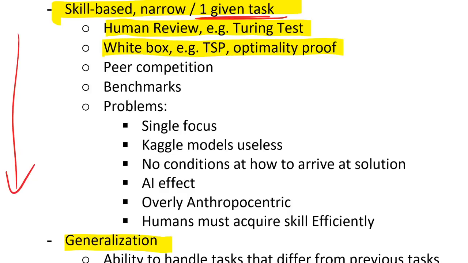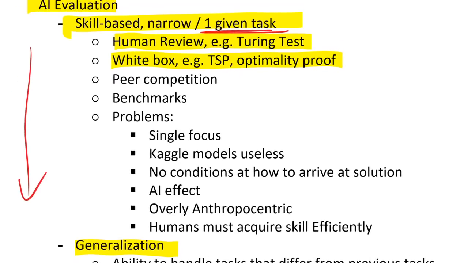So you evaluate a system by giving its optimality proof. You can analyze it and say it is always correct at this particular task. What you can also do is peer competition. This is maybe what we see in chess, where we let the bots play first humans, and then we let them play other bots, and we determine which one's the best. And also the most familiar one, benchmarks.